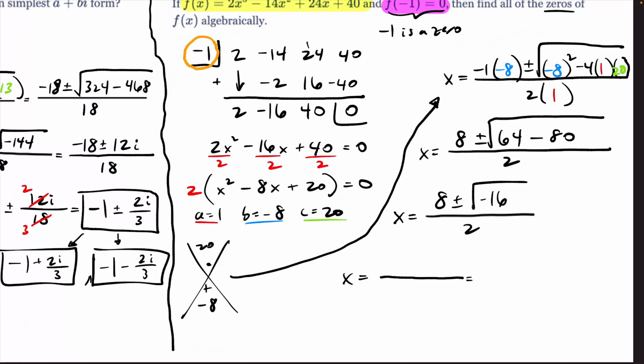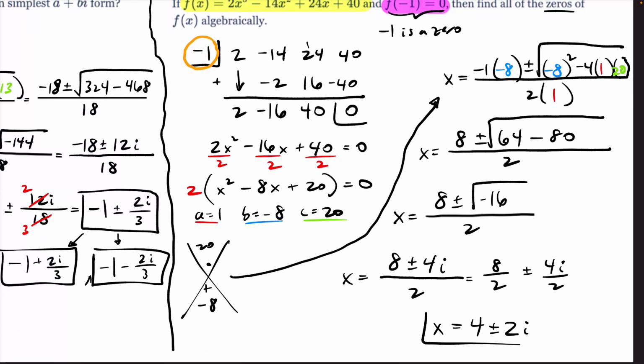What's the square root of negative 16? 4i, right? Plus or minus 4i. Eight divided by 2 plus or minus 4i divided by 2. Divide if you can, reduce if you can't. Right, there's our answer there.